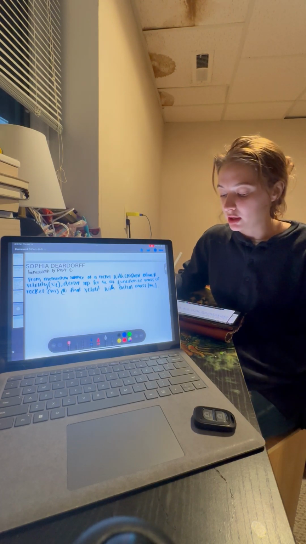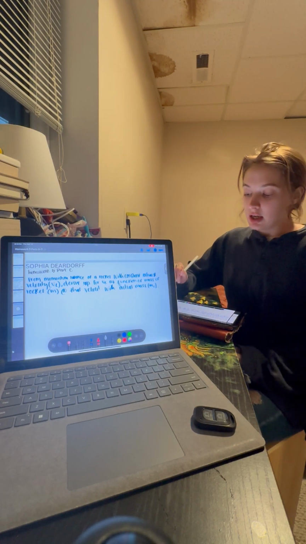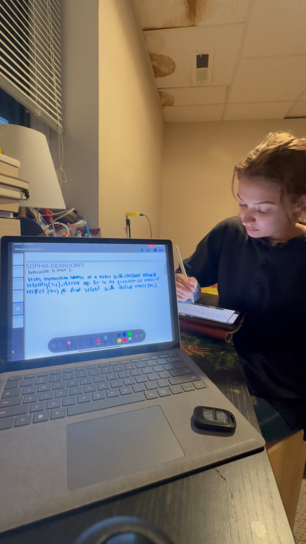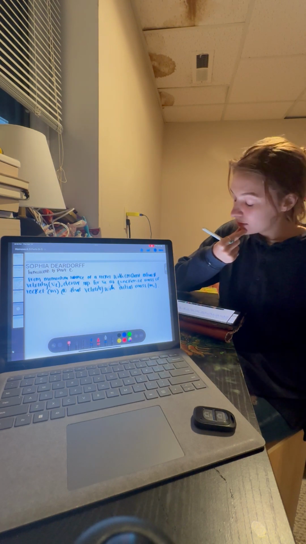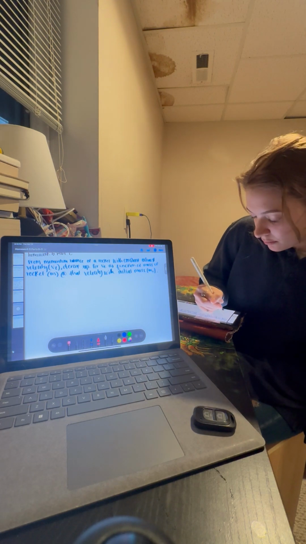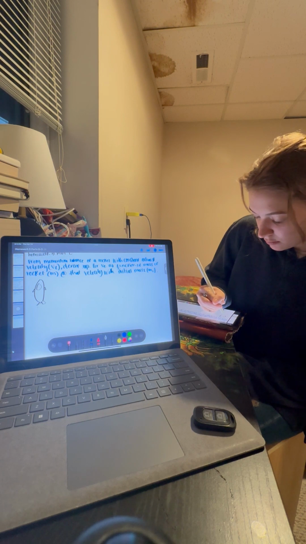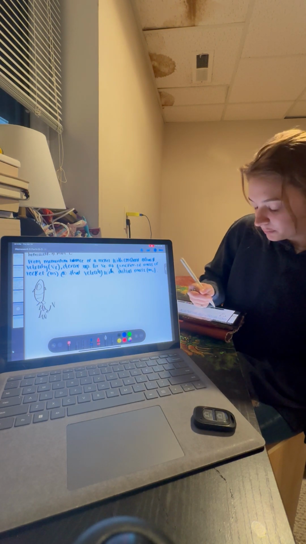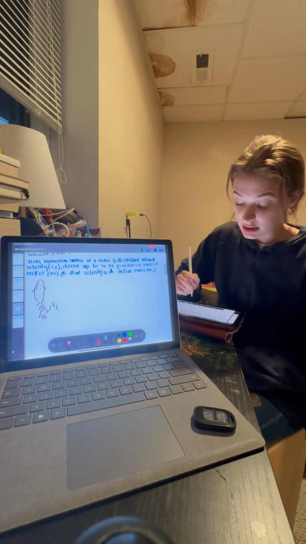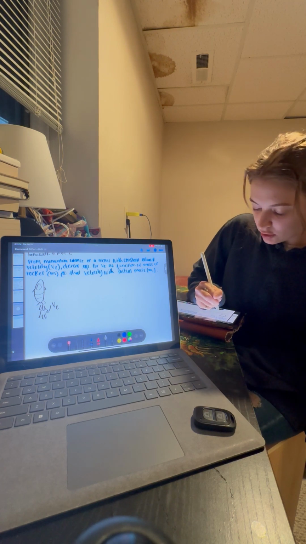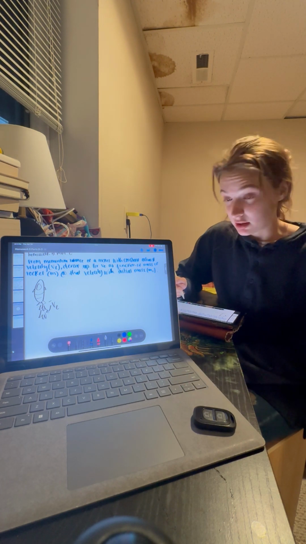Derive an expression for exhaust velocity as a function of mass. So doing this, here's a rocket with an exhaust velocity, VE. That is actually going to be negative because it will be leaving the system.